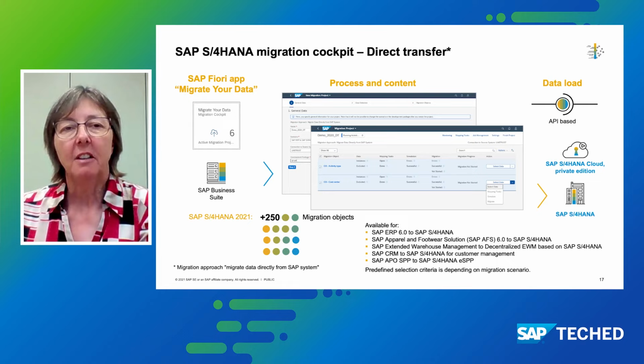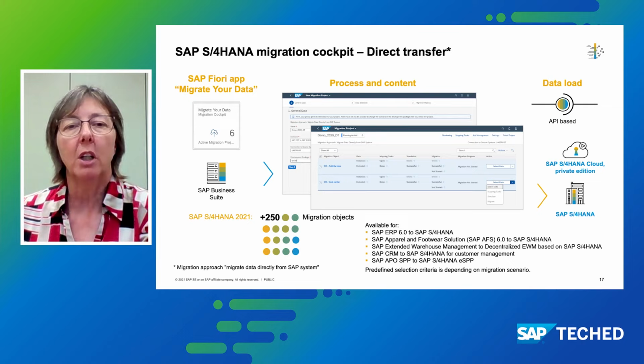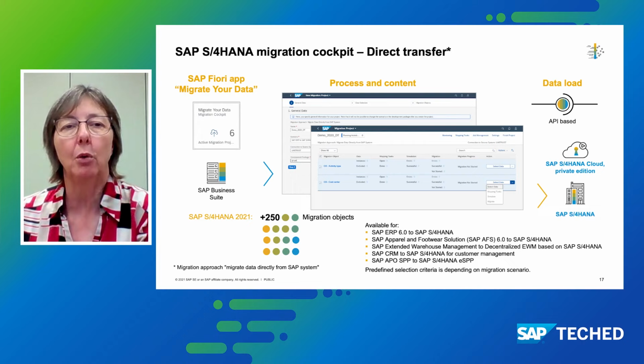A difference is that using the direct transfer, you can currently only transfer data to SAP S/4HANA Cloud Private Edition and to SAP S/4HANA. It is currently not possible to use the direct transfer to migrate data to the public cloud. This is currently only possible by using the staging approach.